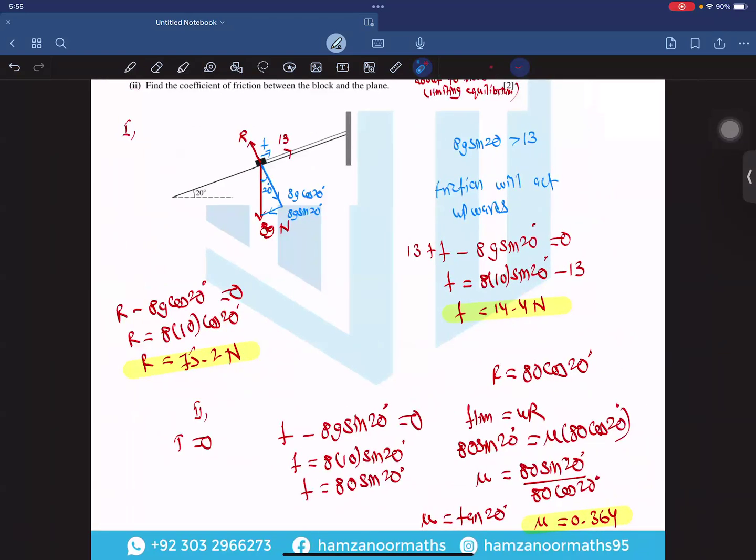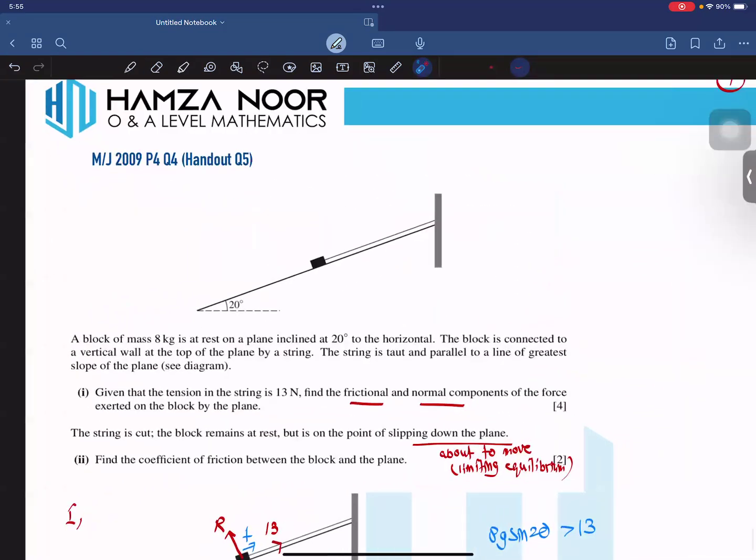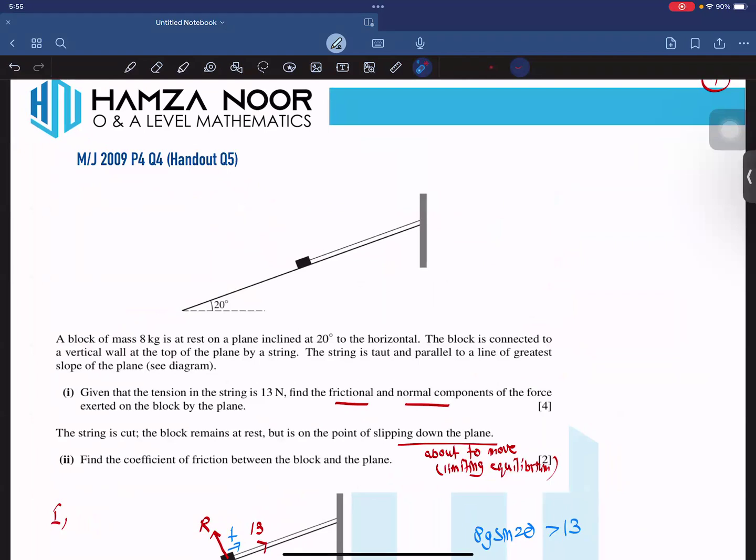This friction would have a maximum value in this situation. 80 sine 20 is basically the maximum friction which we are looking for. This will be equal to mu R. Either you can say F lim, or you can say F max. So this was handout question number 5, which is May June 2009 paper 4, question number 4. Now let's move on to the next question.